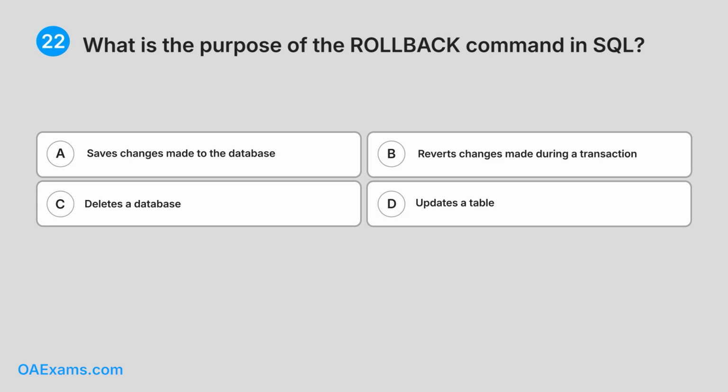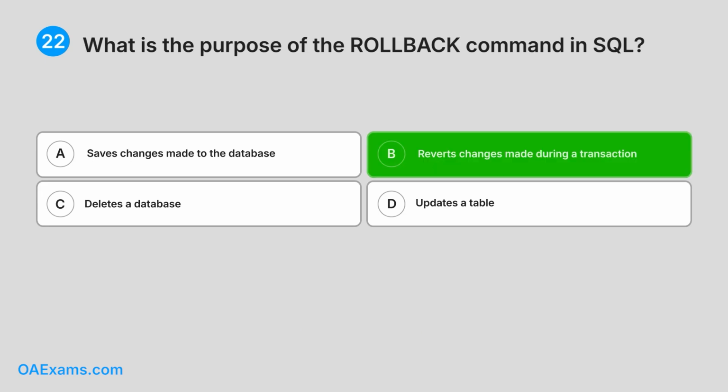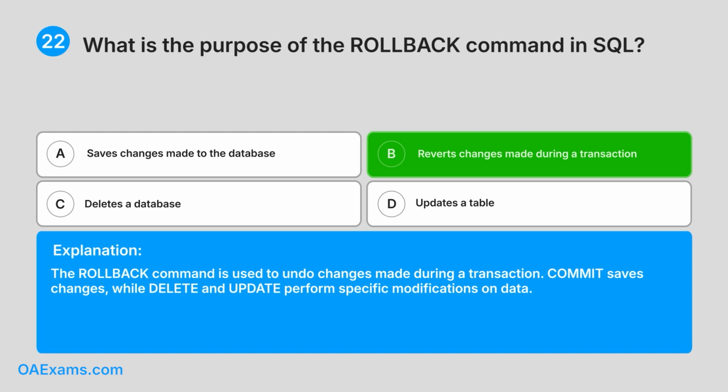Correct answer. B. Reverts changes made during a transaction. Explanation. The rollback command is used to undo changes made during a transaction. Commit saves changes, while delete and update perform specific modifications on data.